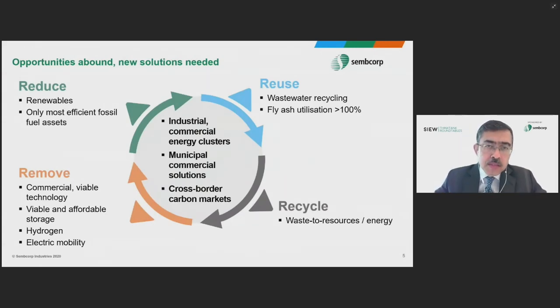So overall, I'd like to end by saying we are quite optimistic. This is quite a crucial and well underway energy transition. Lots of opportunities, lots of challenges as well, but it should be an exciting next 10 years. Thank you very much.